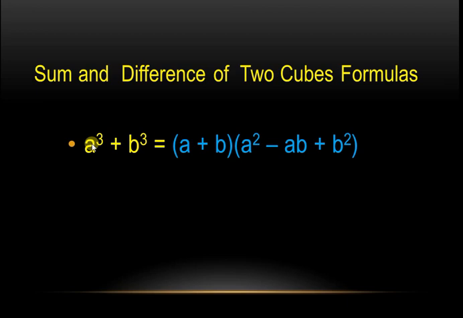So all we need to do is to get the cube root of the first term, put it here, and the cube root of the second term, put it there. If the operation here is plus, you put plus here, and you put minus here. Now for the second part, square the first term, and put it here. Multiply the first and the second term and put it here, and square the last term, put it here.